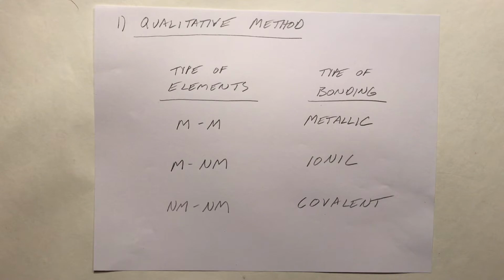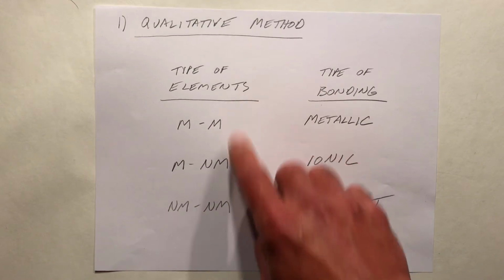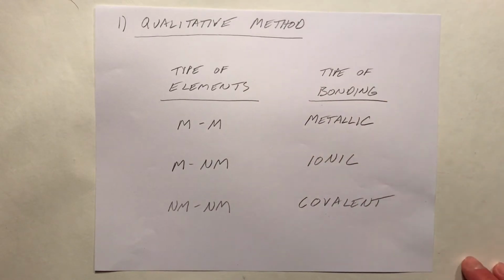So if I say, hey, look at that guy, he's very tall, that's a quality. If I say, look at that guy, 7 feet tall, because there's a number there, that's a quantity. So using the qualitative method, we can take a look at the type of elements that we have, whether they're metals or nonmetals, and predict the type of bonding that would most likely occur.